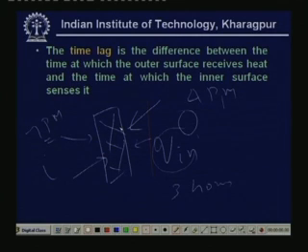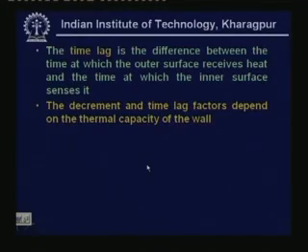This is the reason why if the outside temperature is maximum, say at 3 p.m., we find that the indoor temperature in an unconditioned room is maximum at say 7 p.m. or 8 p.m. For example, at midday, at 12 o'clock, outside may be the hottest, but inside the room the temperature will be very high not at 12 o'clock, but maybe at 3 or 4 o'clock. This is because of the thermal capacity of the wall, and this factor is known as the time lag factor. The decrement and time lag factors depend on the thermal capacity of the wall.